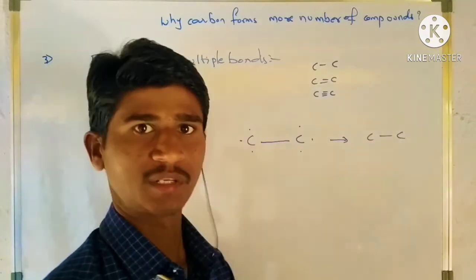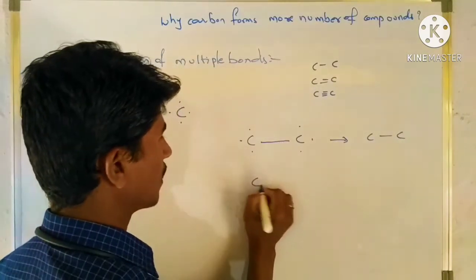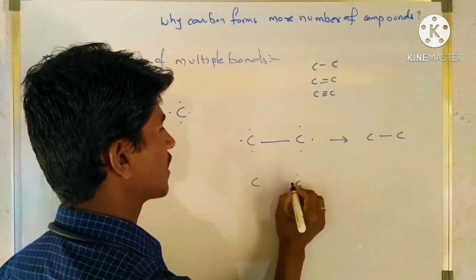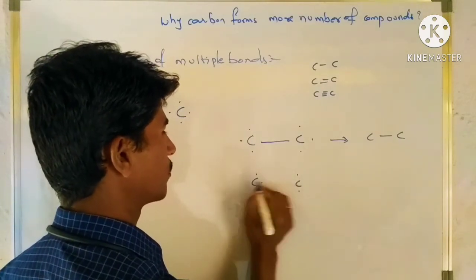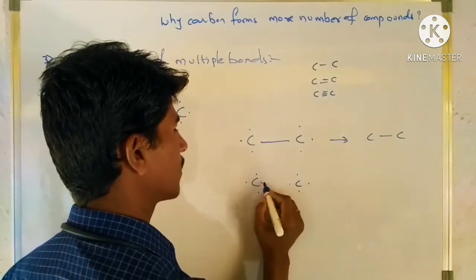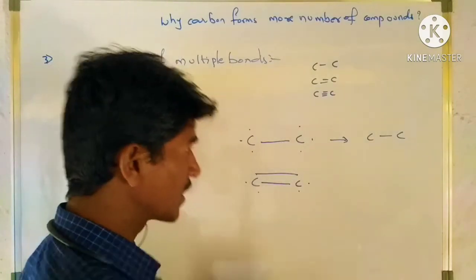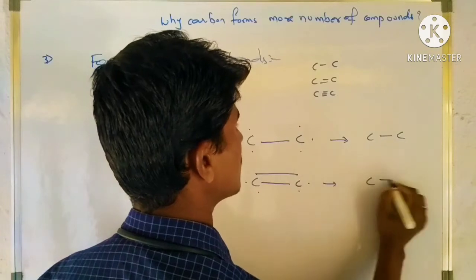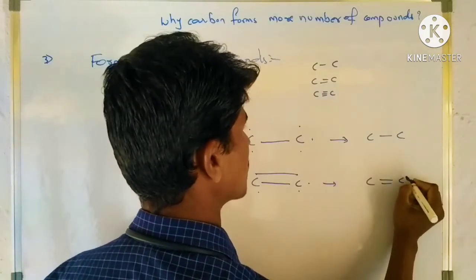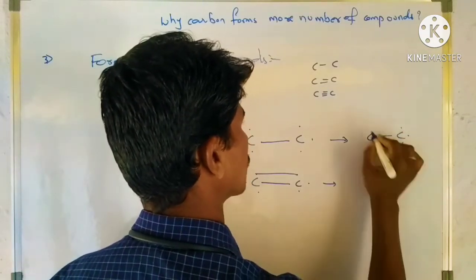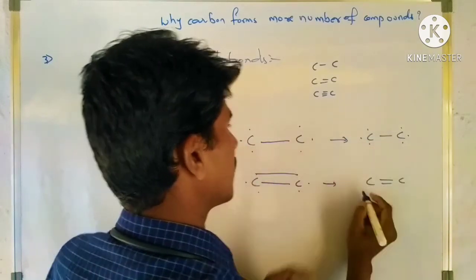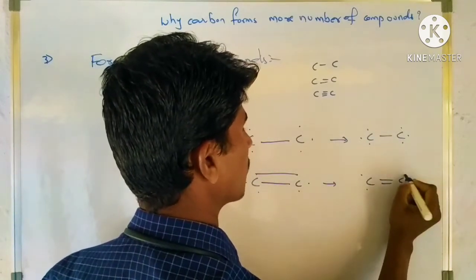This is one possibility. Next, for example, this is another possibility to form multiple bonds. Here these two electrons get combined with each other. It leads to the formation of a CC double bond also. This is also one possibility. So this is a CC single bond, and this is a CC double bond possibility.